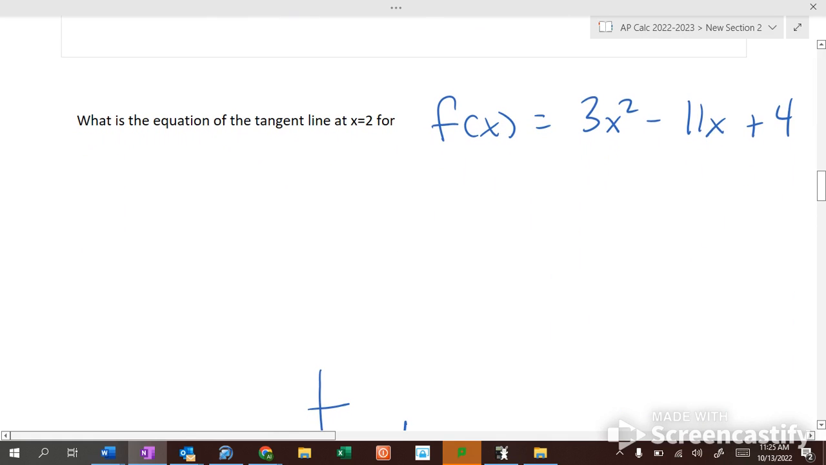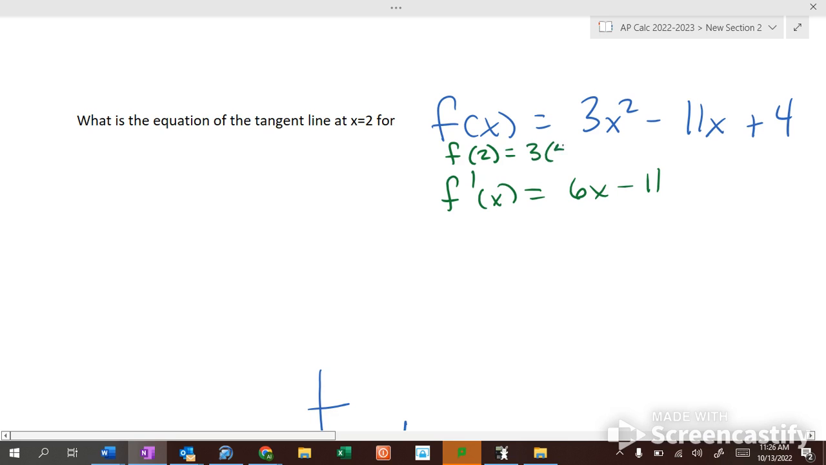What's the equation of the tangent line at 2 for this function? What do we do first? Sure, you can find the first derivative if you want to do that first. Then what do you do? Oh, where? Into which function? The original? Both of them. Good job, Ashlyn. You're so smart. If you plug it into the first one, 12 minus 22 is negative 10 plus 4 is negative 6. So your point is really 2, negative 6.